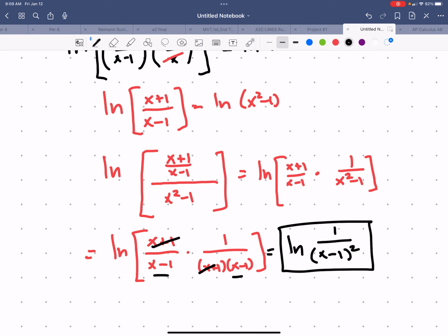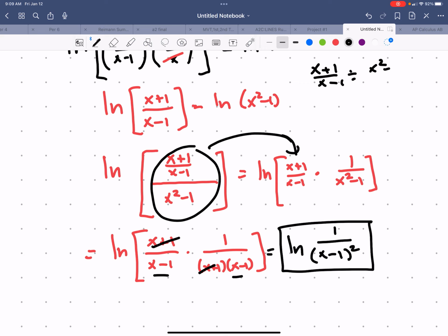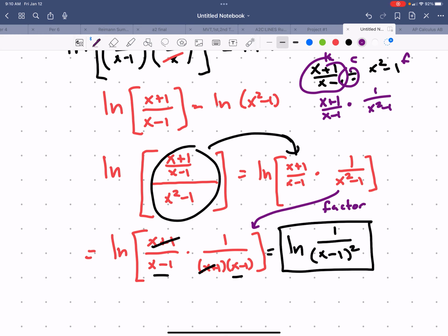All right? Remember, this to this. So what we did was x plus 1 over x minus 1 divided by x squared minus 1. Whenever you're dividing with fractions, you keep the original one. So you're going to keep x plus 1. You're going to change this. So keep, change to multiplication, and then flip 1 over x squared minus 1. That's what we did here. That's how we divide with fractions. That's how I got here. And then from here to here, I factored. And then I canceled. And then I combined.